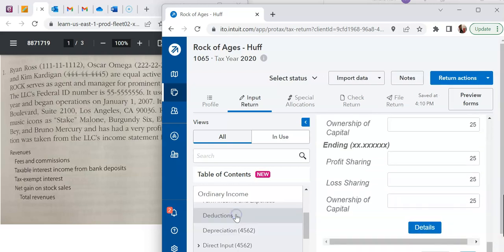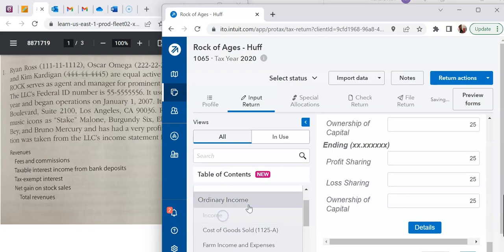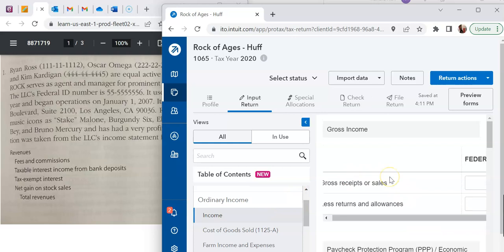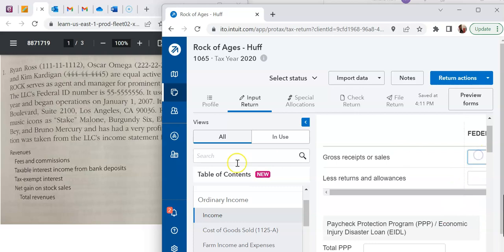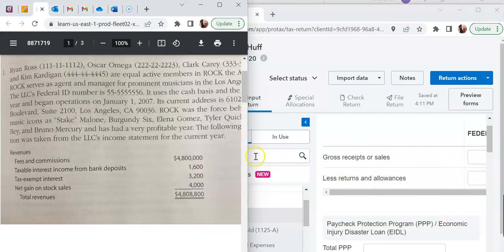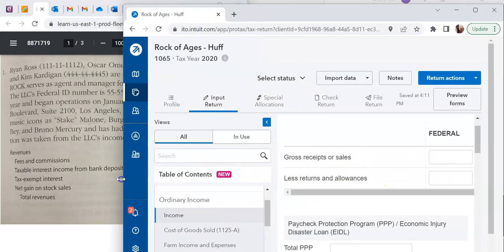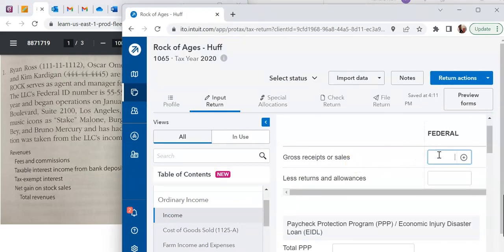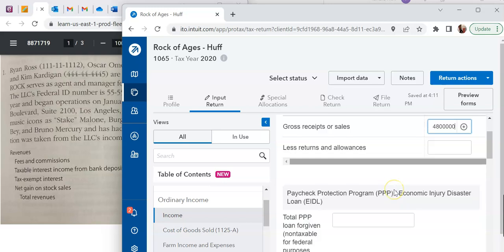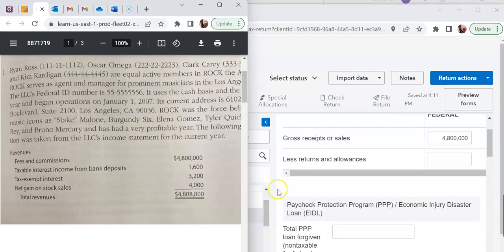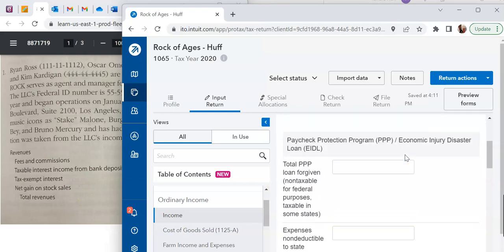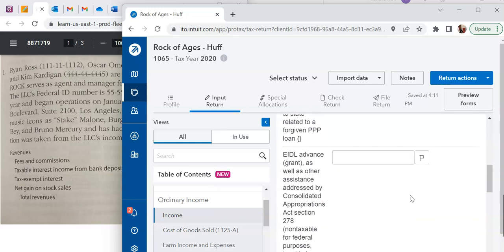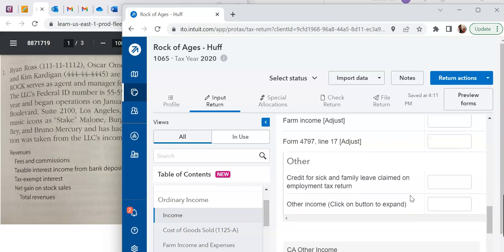All right, then on to income. Gross receipts are the 4,800,000. Let me make this a little bigger. 4,800,000. It has returns and allowances, interest income. Oh, look, notice we have the Paycheck Protection Program from COVID already in there.